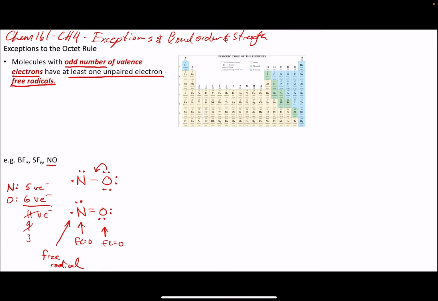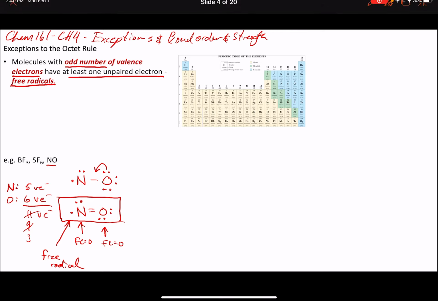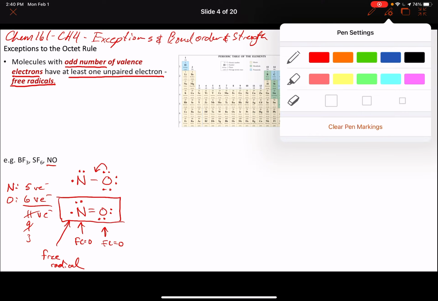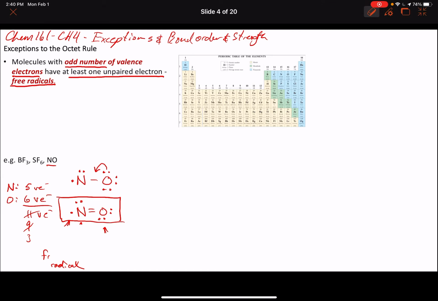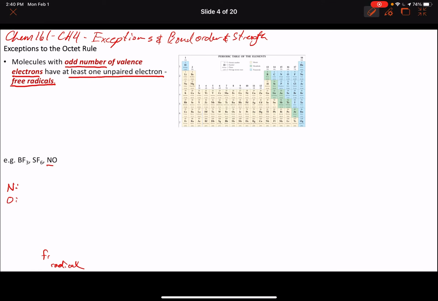Okay, very good. So the correct answer here is this right here. Okay, so that's an exception there where we have to handle unpaired electrons. Let's just make room for our next category. And we'll talk about incomplete octets.